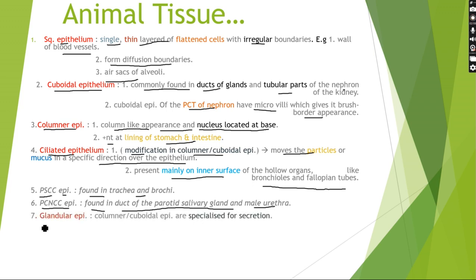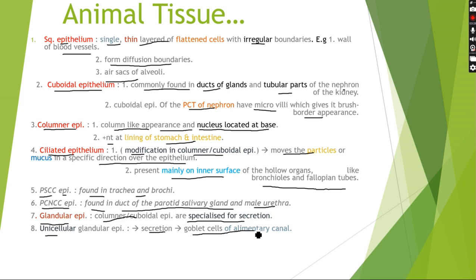And then glandular epithelium. यहाँ पे क्या है कि columnar and the cuboidal epithelium are specialized for the secretion and become glandular epithelium. And glandular epithelium are of two types. एक है unicellular glandular epithelium and another is multicellular glandular epithelium. तो अब unicellular glandular epithelium क्या करता है? Secretion.